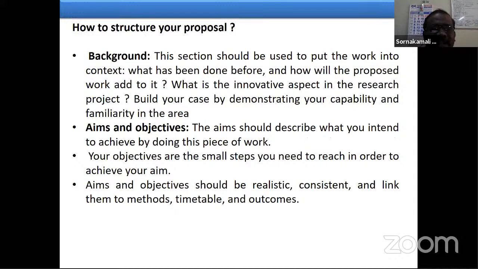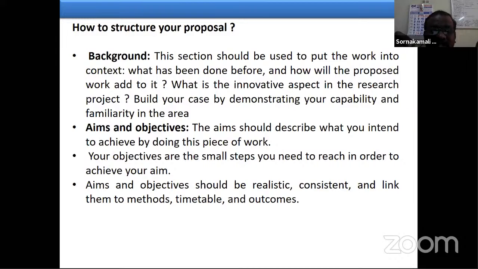Okay. So how to structure your proposal? In continuation, the title will be fixed, then abstract, then background. In the background, this section should be used to put the work into context: what has been done before, and how you will propose the work to it. What is the innovation? What is the novelty of the project? Then we have to demonstrate your capability and familiarity in that area.